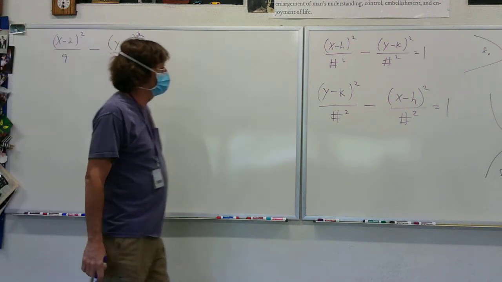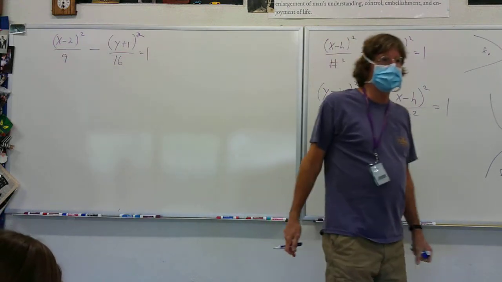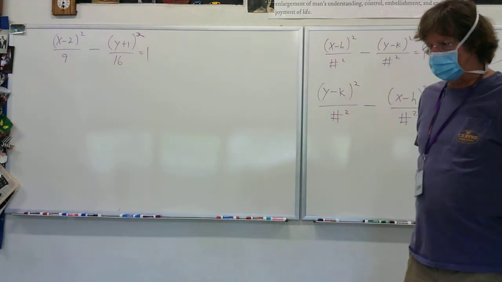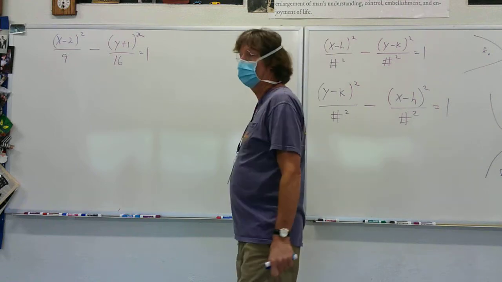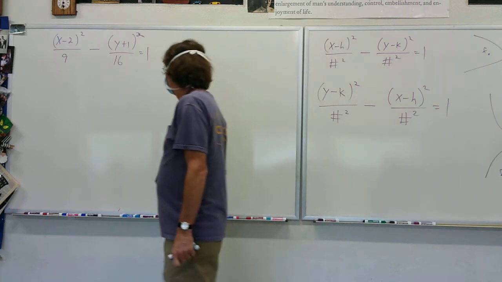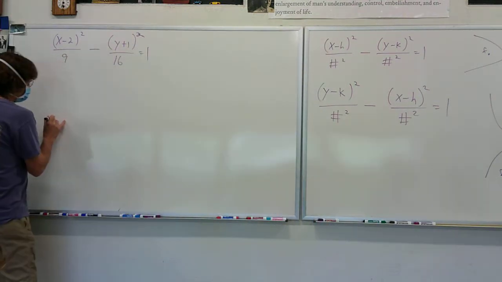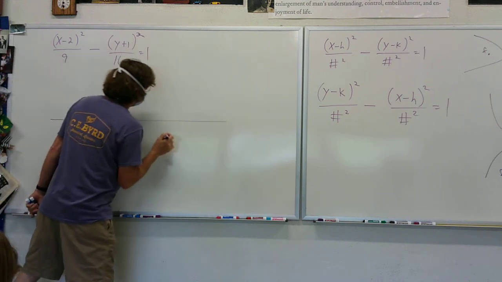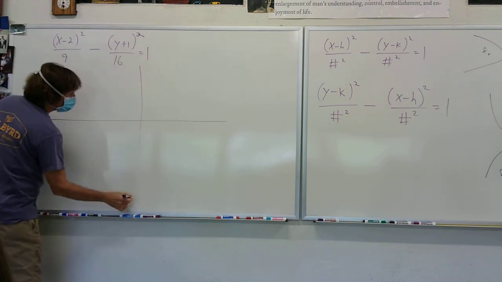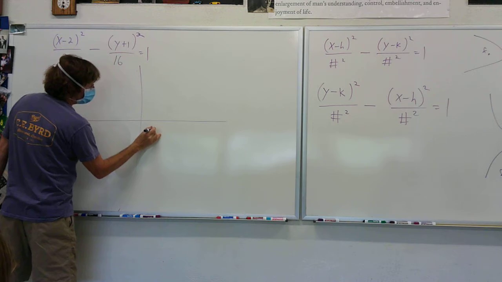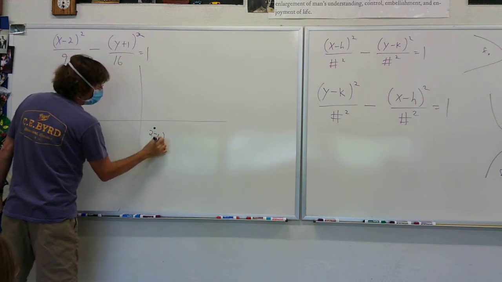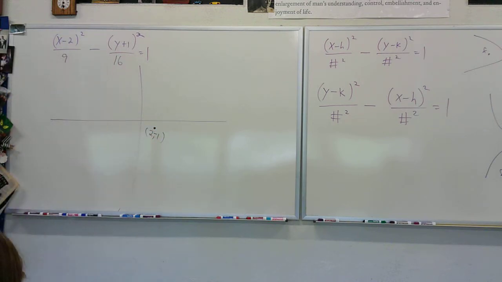Step 1. After you determine which way it opens, find the center. What's the center for this one? 2, comma, negative 1. All right, find the center. Now, after you find the center, find the 4 key points, just like if you were working an ellipse.